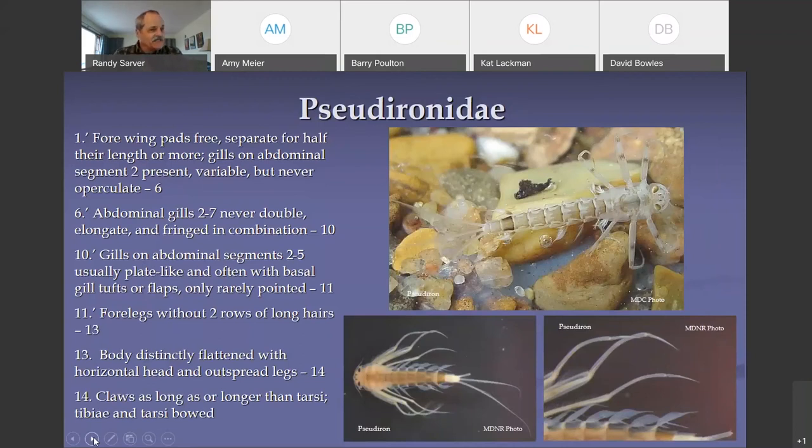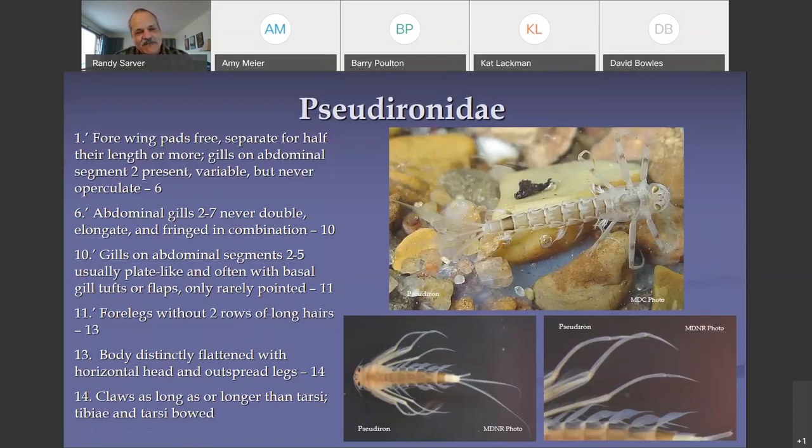Okay, another family that we don't get to see very often, maybe more common than we think. Again, maybe just because we can't sample them very well, the Pseudironidae. And again, I think at some time since 1981, this one was also split off and became its own family. I think Heptageniidae and Pseudironidae were combined at one time. But if you're trying to key these out, again, we're headed down the path of the split backs. 1', 6', 10', 11'. Eventually we have to decide if the body is distinctly flattened with the head held horizontal and the legs outspread. And these guys are flattened. I don't know if you'd call them distinctly flattened, but I would go towards more flattened than more streamlined shape.